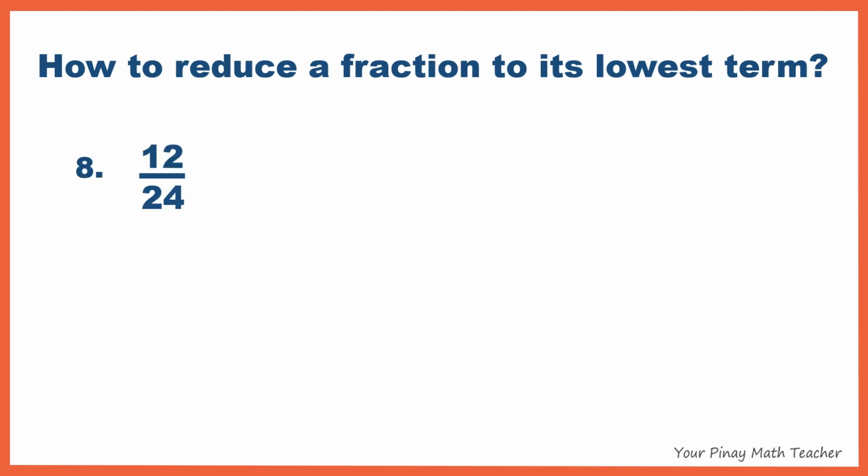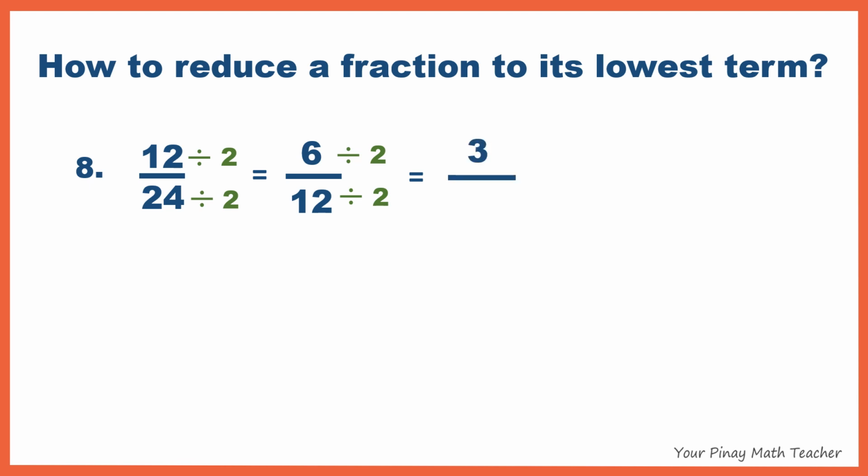Number 8, 12/24. I'll start with the longest way. I'll divide both by 2 because the two numbers, 12 and 24, are even. So the answer is 6/12. Both are still even. I can divide both of them by 2. So the result is 3/6. 3 and 6 can still be divided by 3. So the answer is 1/2. 1/2 is the lowest term of 12/24.